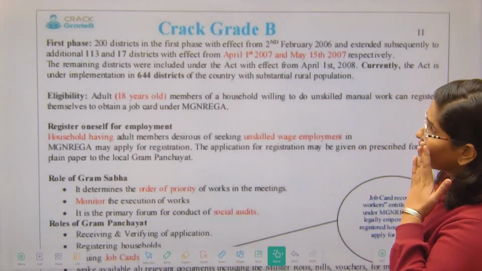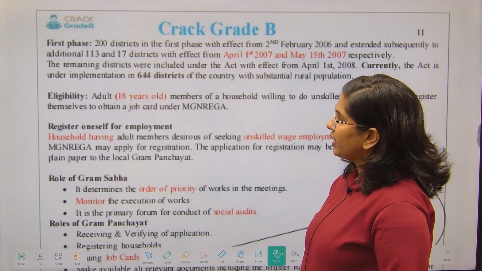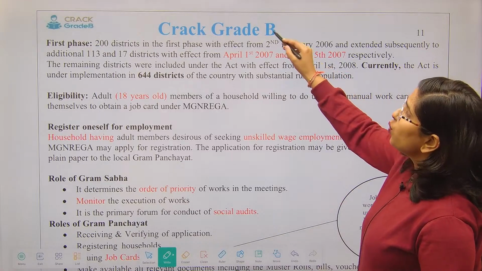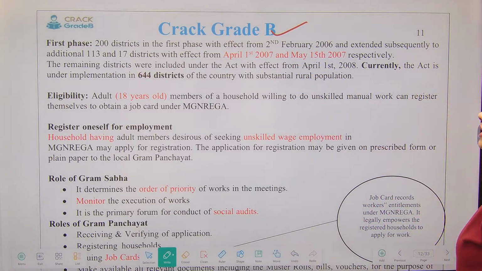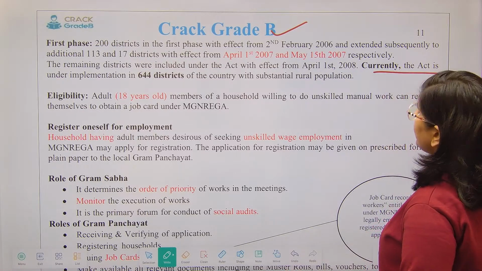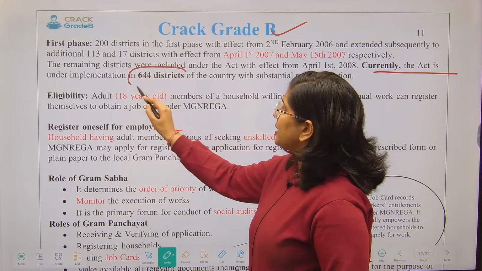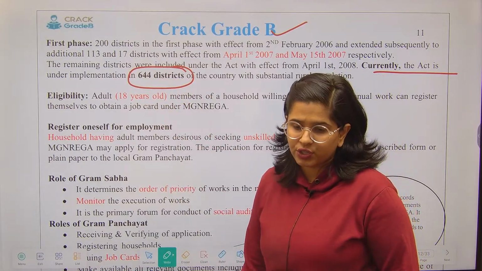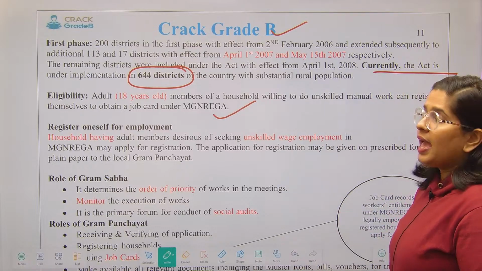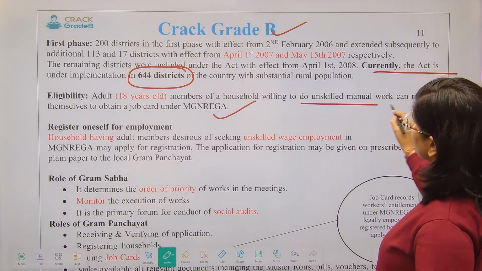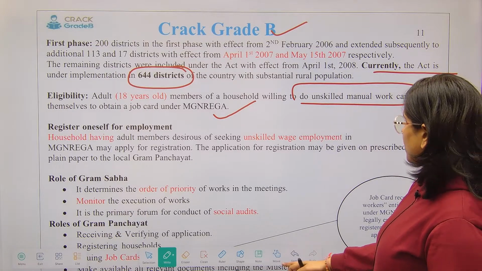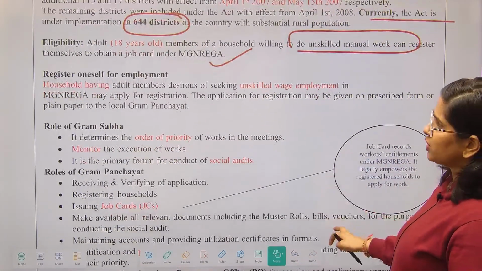So you see in the first phase, there were 200 districts that were taken and it has been extended subsequently to additional districts, right? Currently, this is applicable and being implemented in 644 districts of our country. Who is eligible? Anyone who is 18 years plus, an adult member of a household who is willing to do unskilled manual work, can apply over here. Households who have an adult member can seek to register themselves.